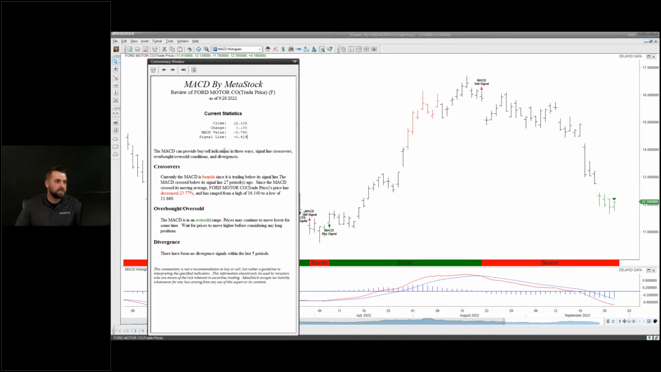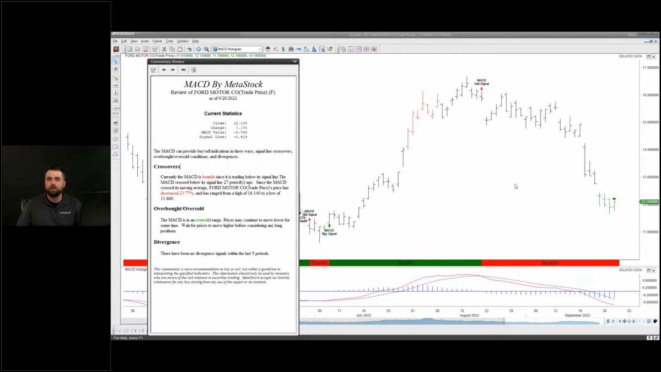This is also saying you can use it to buy and sell with the signal line crossovers and the overbought and oversold conditions, and also divergences. Actually, that's a very common way to utilize it as well. So it also tells me currently the MACD is bearish since it's trading below its signal line. So it's giving me information about the trading system right on the screen and telling me exactly what's going on, where I'm at. The MACD crossed below its signal line 27 periods ago.